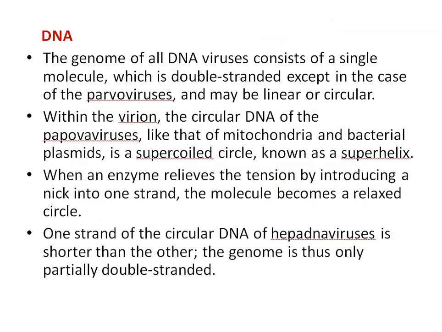The genome of all DNA viruses consists of a single molecule, which is double-stranded, except in the case of parvoviruses. Here, it may be linear or circular, right? Within the virion, circular DNA of papovaviruses, like that of mitochondria and bacterial plasmid, is supercoiled, called superhelix. In the case of DNA of hepadnaviruses, one strand of circular DNA is shorter than the other. So for such kind of genome, we use the term partially double-stranded, not fully double-stranded.